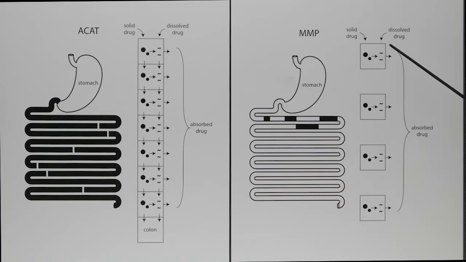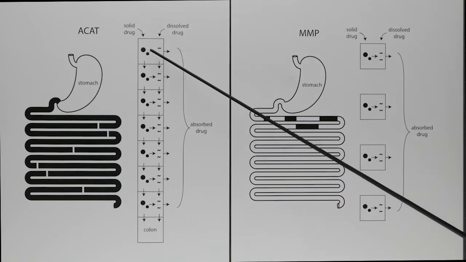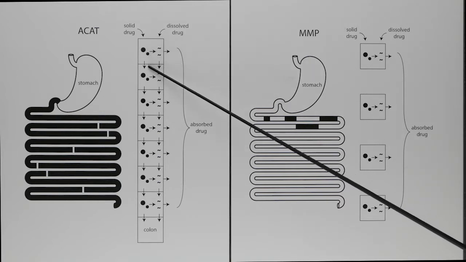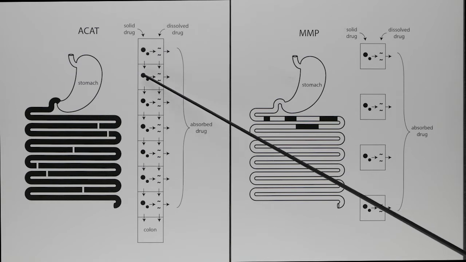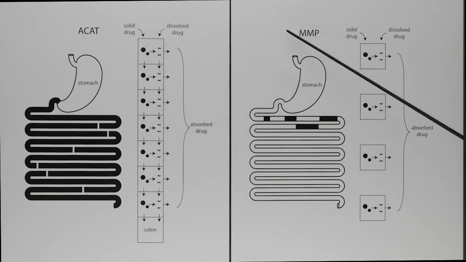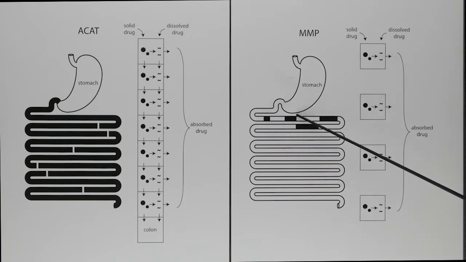Now, the multiple moving plug model assumes that the mass in the plugs moves with the plug. So the only way for mass to exit the plug is for drug to dissolve and to cross the intestinal membrane, as opposed to the ACAT model, which assumes mass moves from compartment to compartment. You'll notice in the multiple moving plug model that there's no transit rate constant between plugs. They're completely independent of each other.